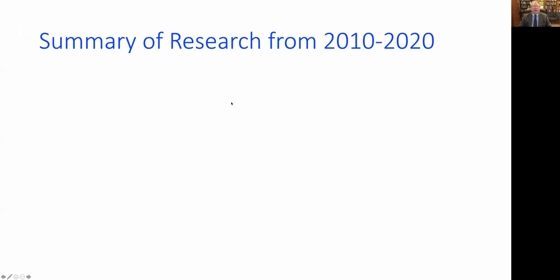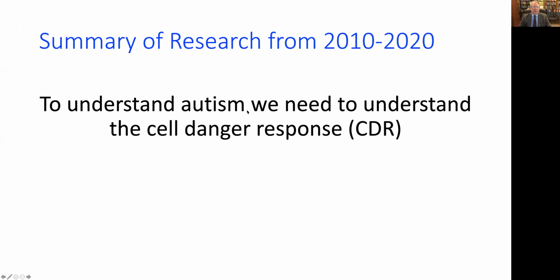So here's a summary slide of the research over the last 10 years, from 2010 to 2020, that to understand autism, we need to understand the cell danger response.